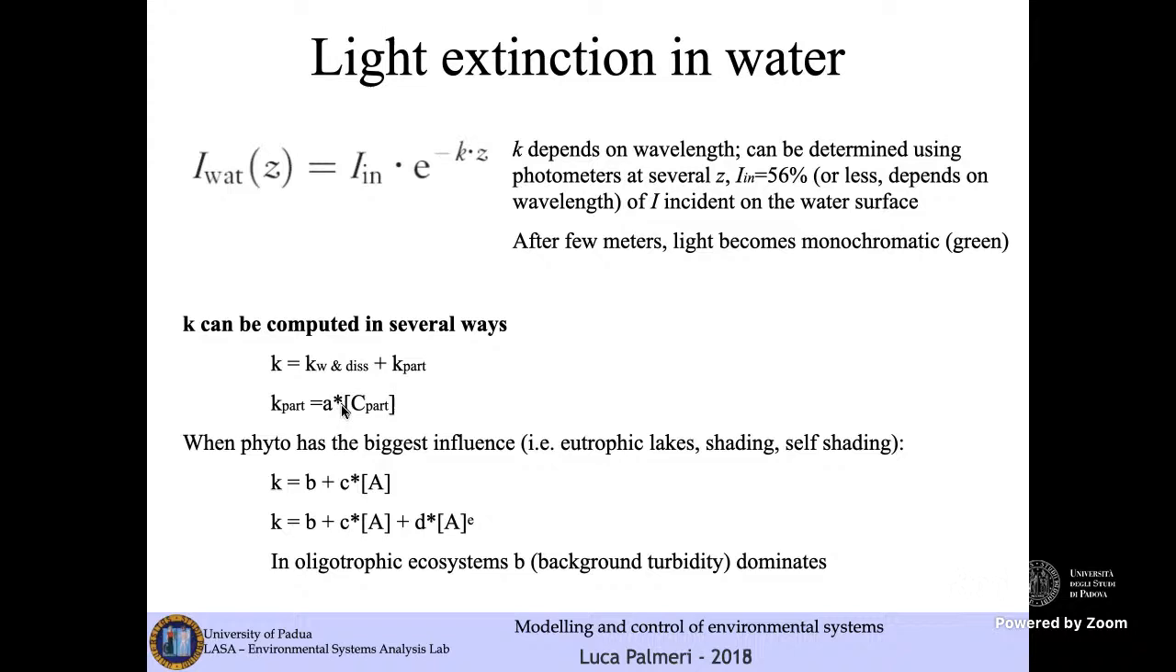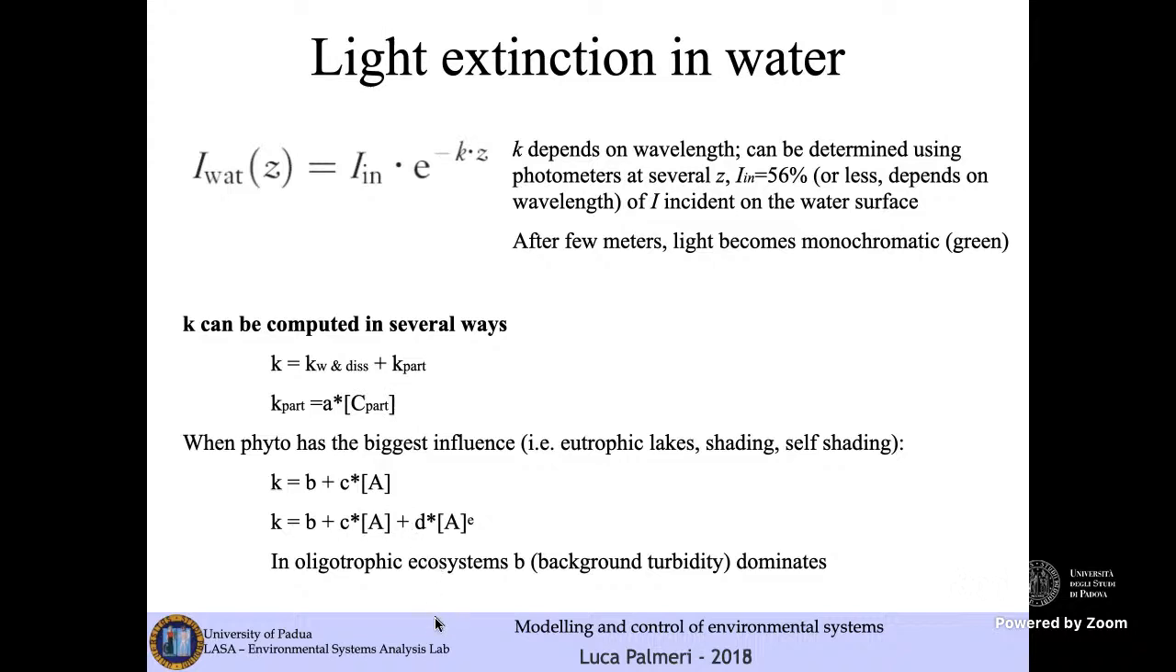When phytoplankton, for example, has the biggest influence on light extinction, and we are talking here about the self-shading effect of phytoplankton, which happens typically in eutrophic lakes, in this case we may express K with a more explicit model, for example, by including a dependence on the concentration of algae. So this is the first, a linear dependence of the light extinction coefficient on the concentration of algae, or we may have a nonlinear dependence on the concentration of algae.